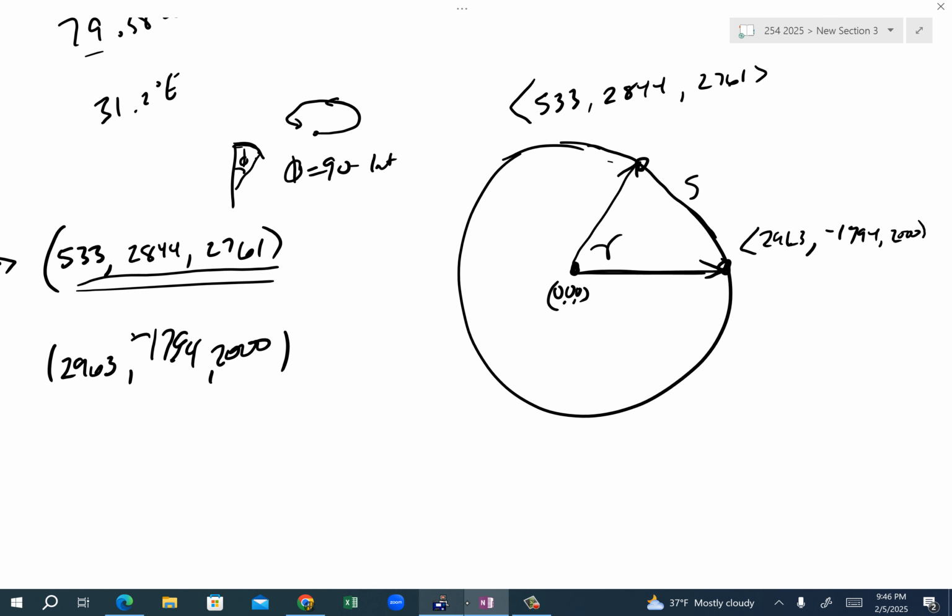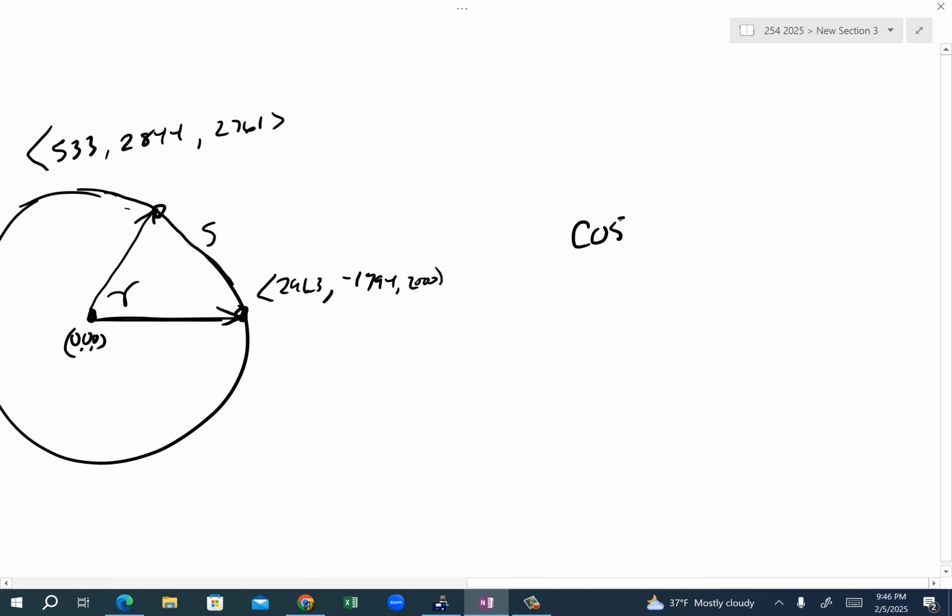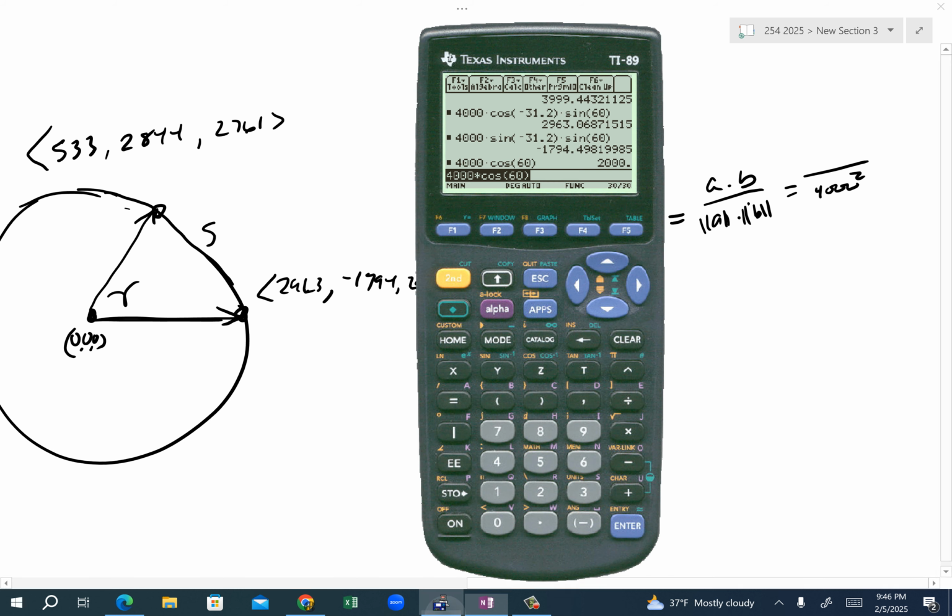And so to do that, of course, you need to find the dot product. You recall the cosine of gamma in this case is equal to A dot B over the magnitude of A times the magnitude of B. Now, these are both 4,000, right? So 4,000 squared on the bottom. And I simply need to do the dot product.